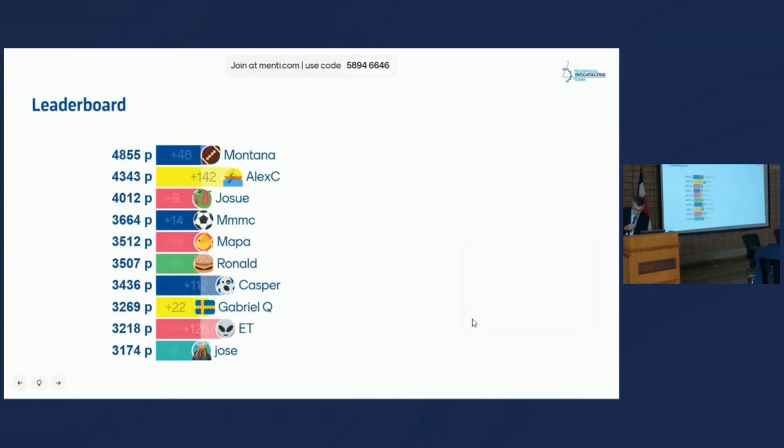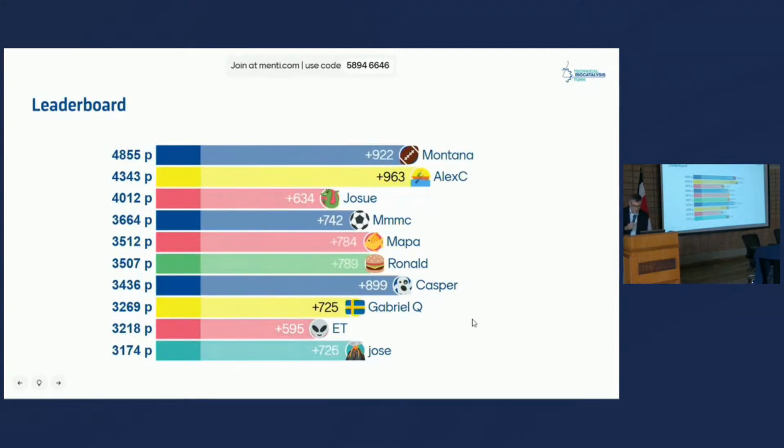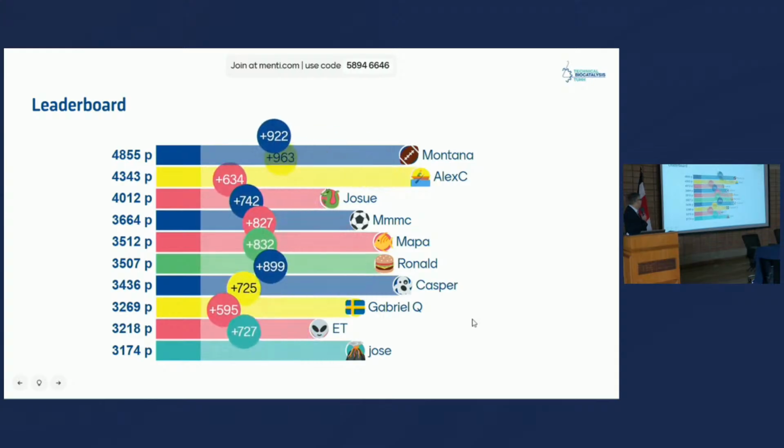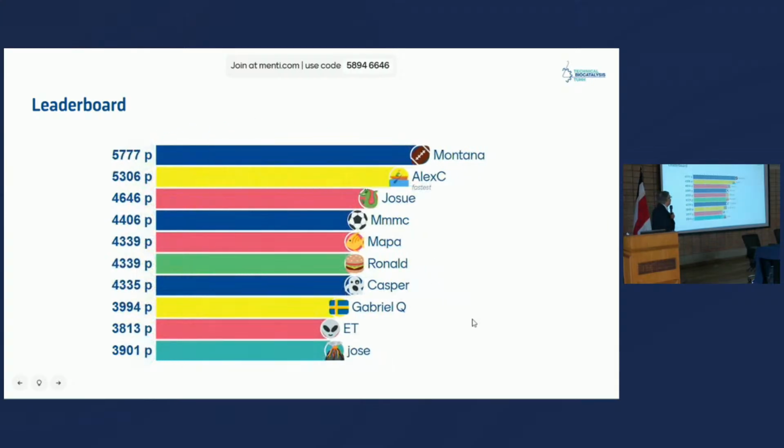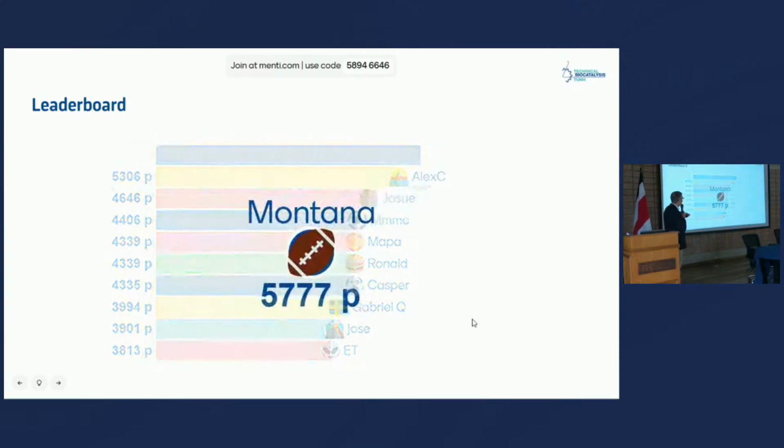Let's take a look at the leaderboard. And that is also the final one. So the final winners as of today are Montana, followed by Alex, Jose, MMC, Mapa, Ronald, and you can see your own position on your smartphone.